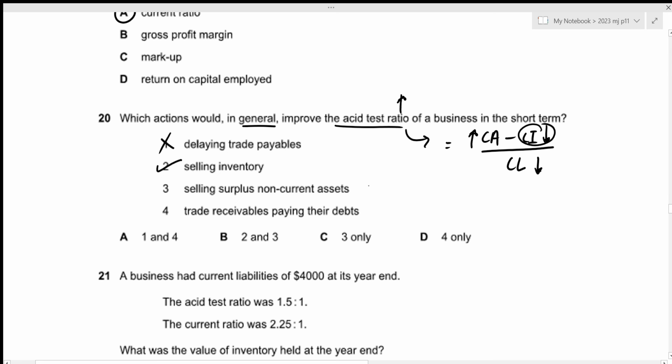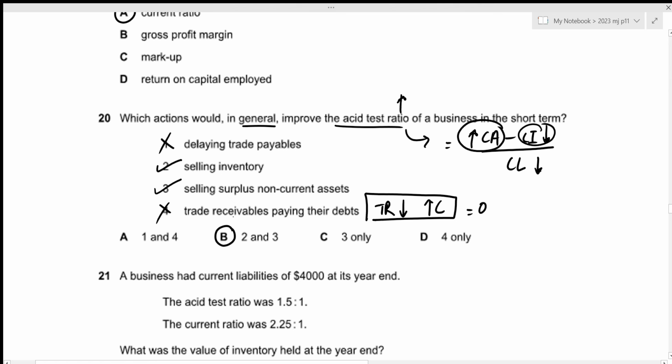The third one is selling surplus non-current assets. If we sell surplus non-current assets, then we will receive cash. Cash is a part of current assets, and the receipt of that cash will definitely increase the current assets. So the third one is correct as well. Then the fourth one is trade receivables paying their debts. This will have no effect on our current assets, because if our trade receivables pay their debts, then trade receivables will decrease by the same amount by which our cash will increase. So this will have overall zero effect on our current assets. So that's incorrect. We're looking for 2 and 3, which is given in option B.